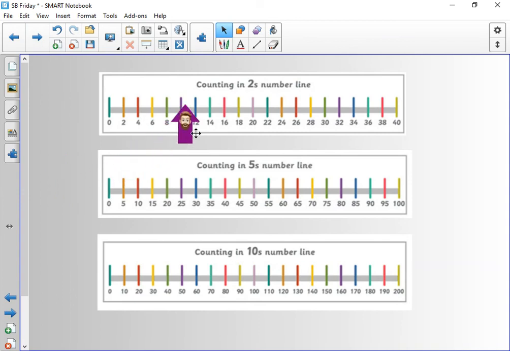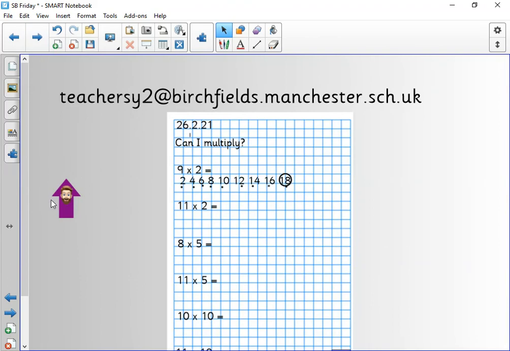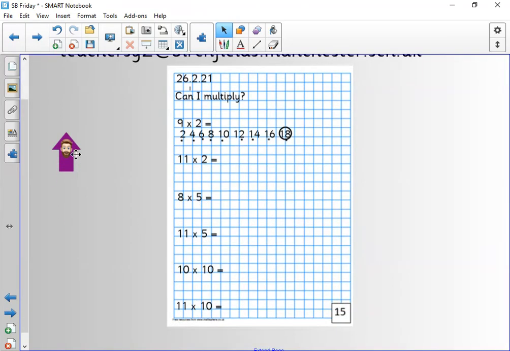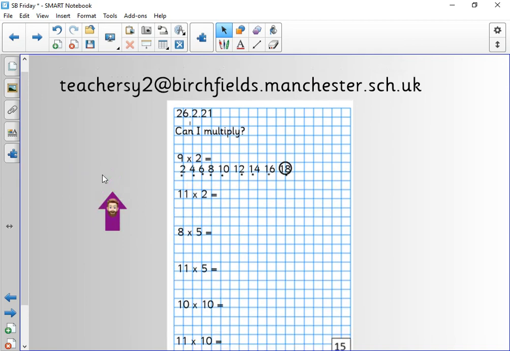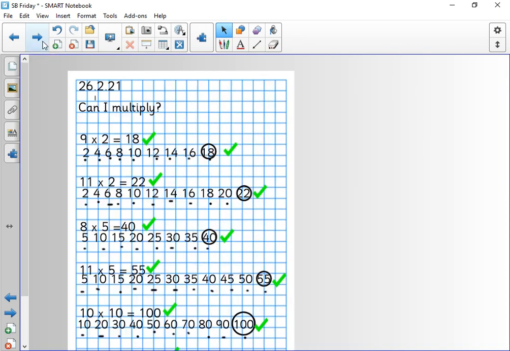I'm going to put the number lines on the slides to help you. There's the 2's number line, the 5's number line, and the 10's number line, but hopefully you won't need to use that. Okay, so please email a clear picture of page 15 to teachersy2@birchfields.manchester.sch.uk. Can't wait to see your multiplications.